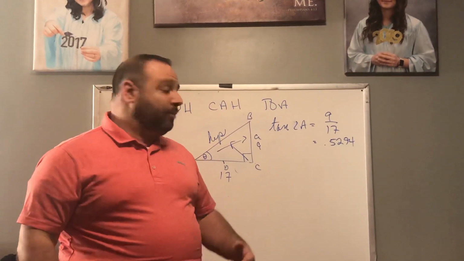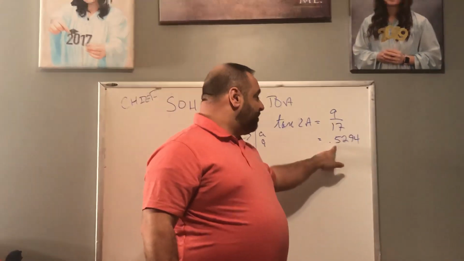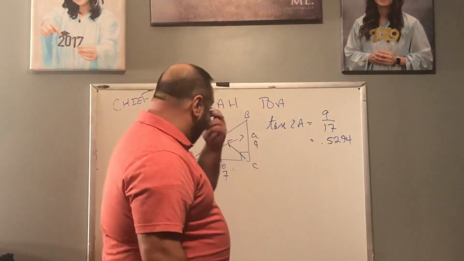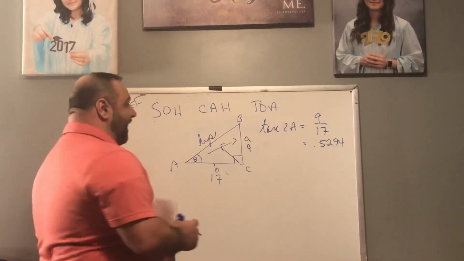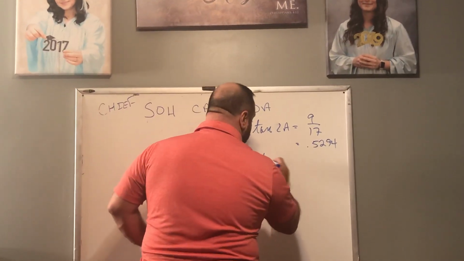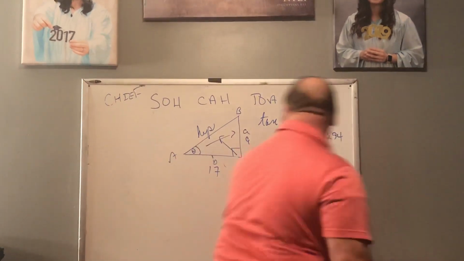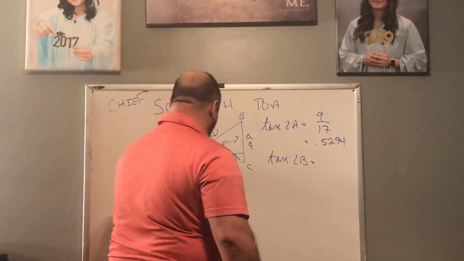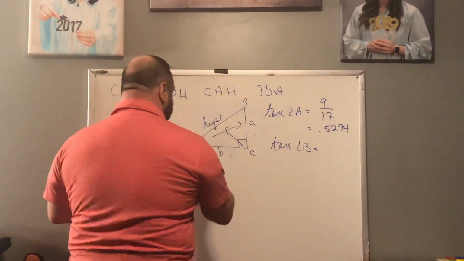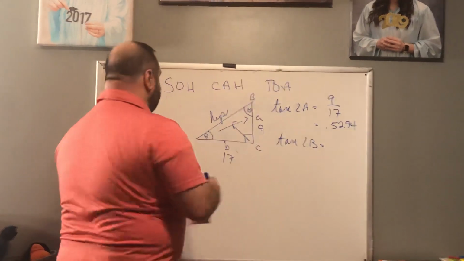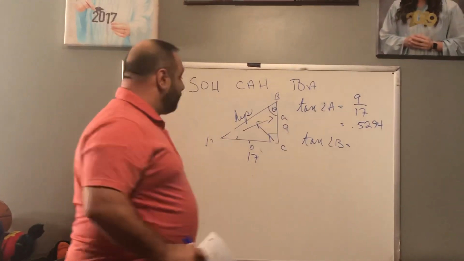If we wanted to see the measure of the angle, simply you have your table. You can look up in your tangent section 0.5294, and you can simply find the measure of the angle there. Now, the tangent of angle B. So we have the tangent of angle B. Let's leave our numbers here. All right, so we're looking for the tangent of angle B, okay?